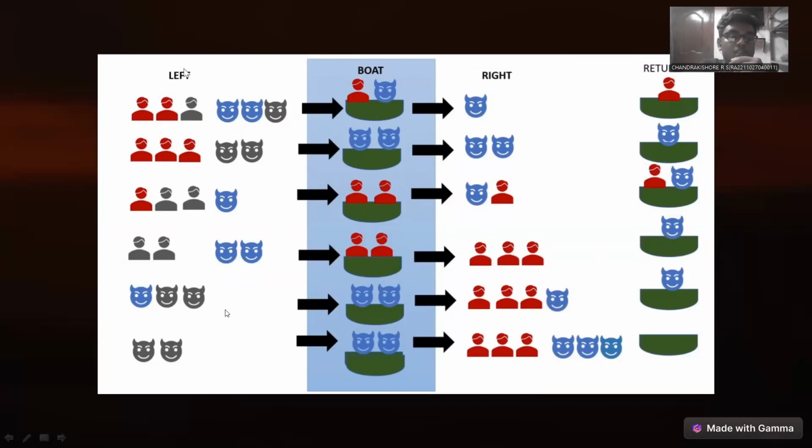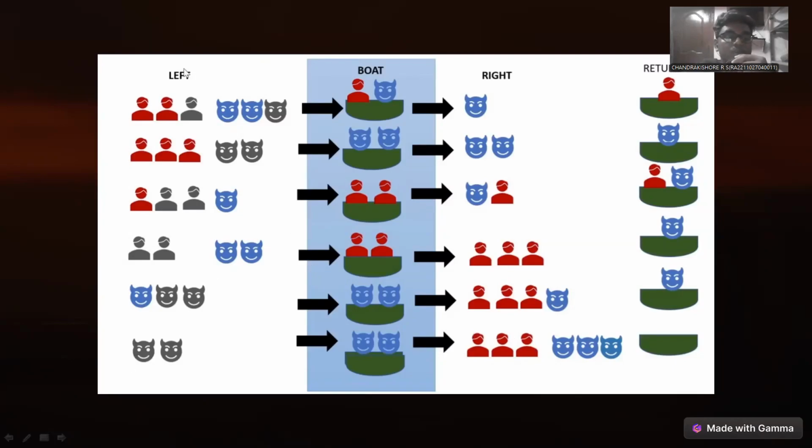So two cannibals pick up the boat and drop one cannibal, and one cannibal returns to the left-hand side with the boat, and two cannibals are there. So finally, the two cannibals go onto the boat and are dropped on the right-hand side of the land. So this is the solution for the three missionaries and three cannibals problem.